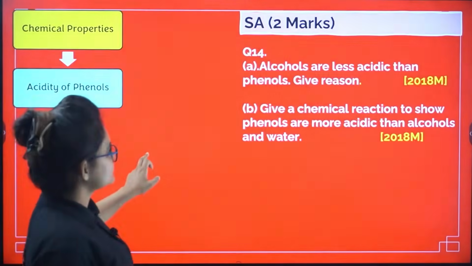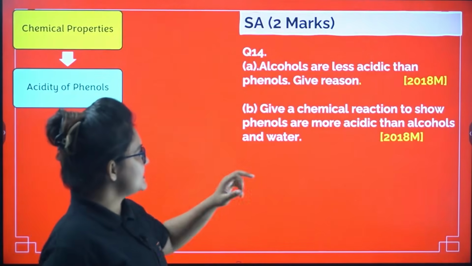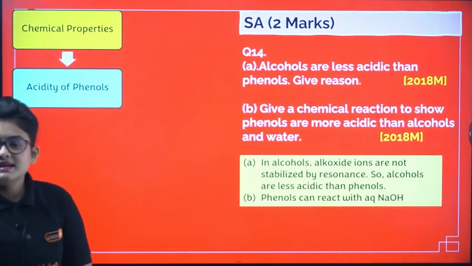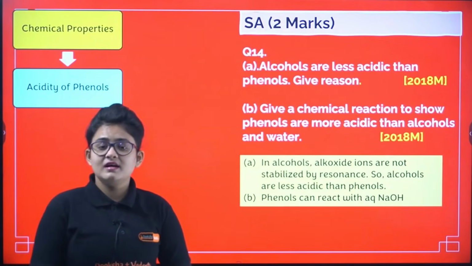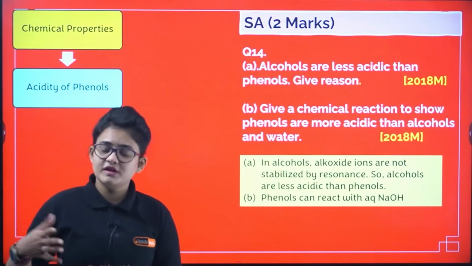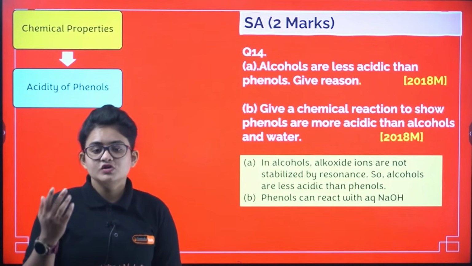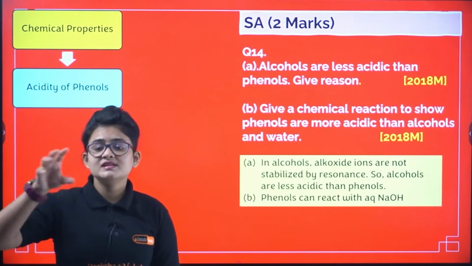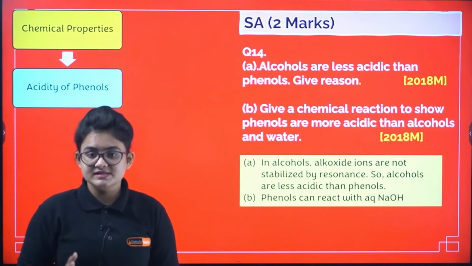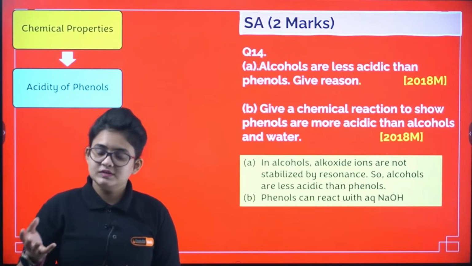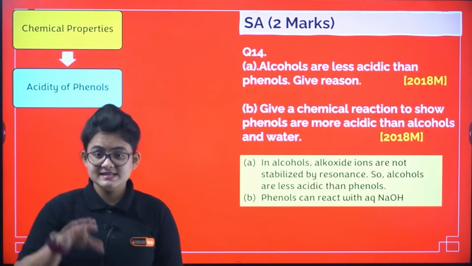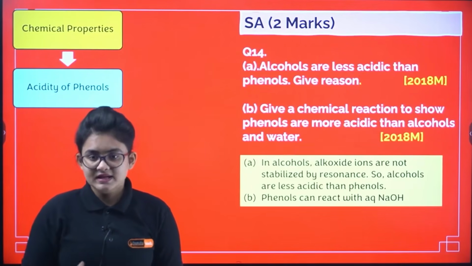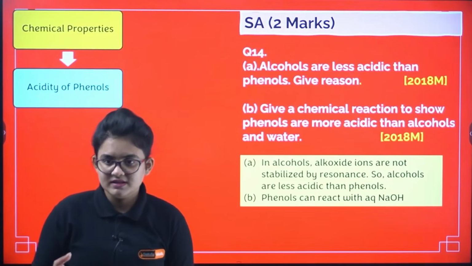Next, alcohols are less acidic than phenol. The reason is that in alcohol, alkoxide ions are formed, and in phenol, phenoxide ions are formed. So in phenoxide, what happens? The benzene ring gives some extra stability due to resonance. That's the reason alcohols are less acidic than phenol, because the phenoxide ion is more stable. The conjugate base is very stable, right?